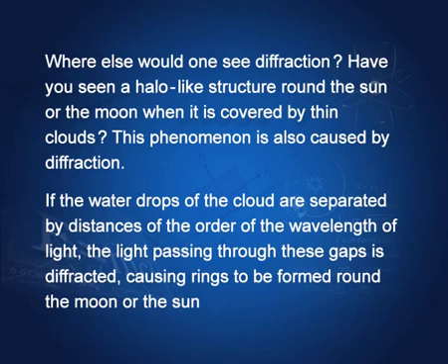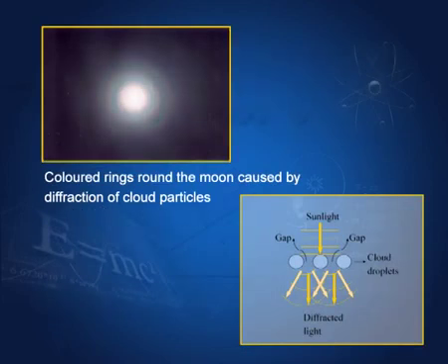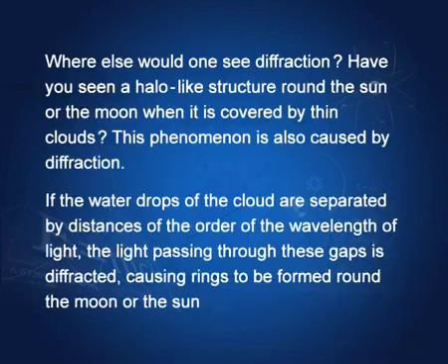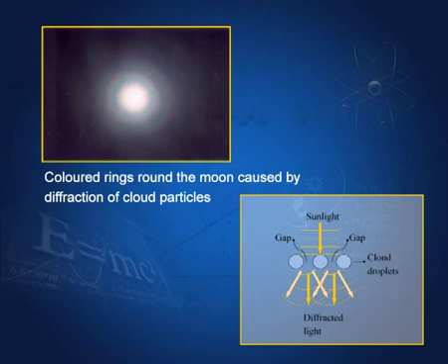Where else would you see diffraction? Have you seen a halo-like structure around the sun or the moon when it is covered by thin clouds? This phenomenon is also caused by diffraction. If water drops of the cloud are separated by distances of the order of the wavelength of light, the light passing through these gaps is diffracted, causing rings to be formed around the moon or the sun. You can see that here. You must have seen this phenomenon several times. You may not have noticed it, you may not have thought about this.